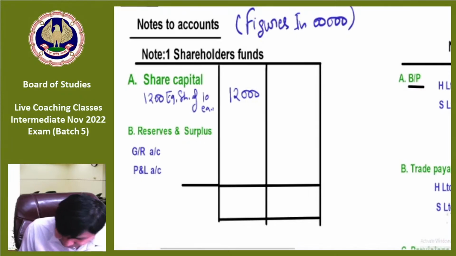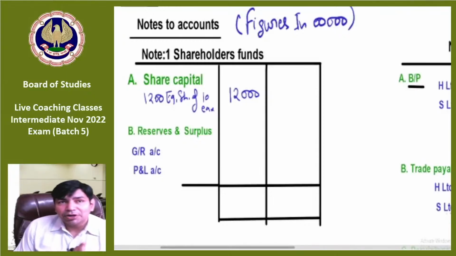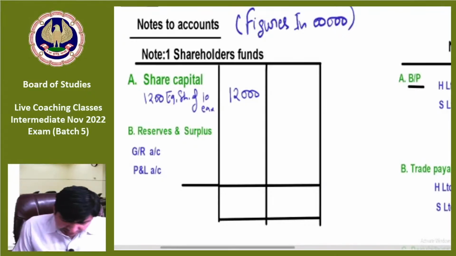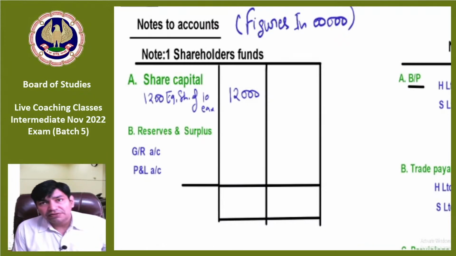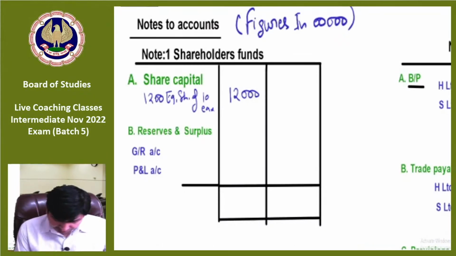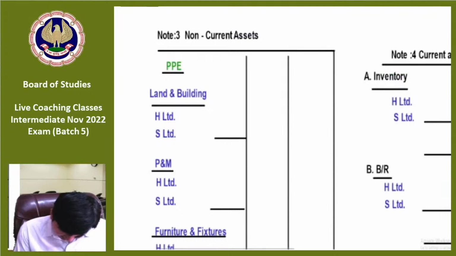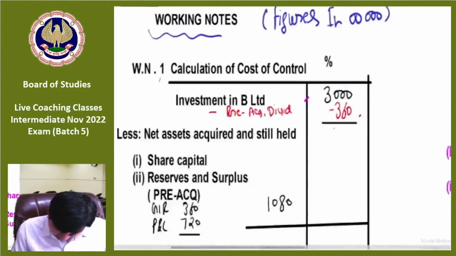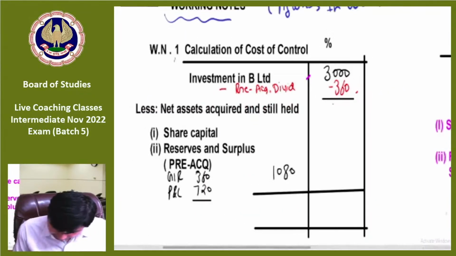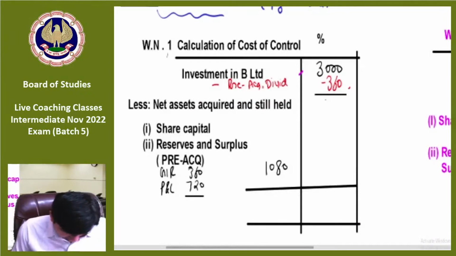Okay, beta. And where will the share capital of the subsidiary company go? That will be divided into two parts, in working note number 1 and 2. Please post there, in working note number 2 and 1. And here in working note number 1, please do the calculation.